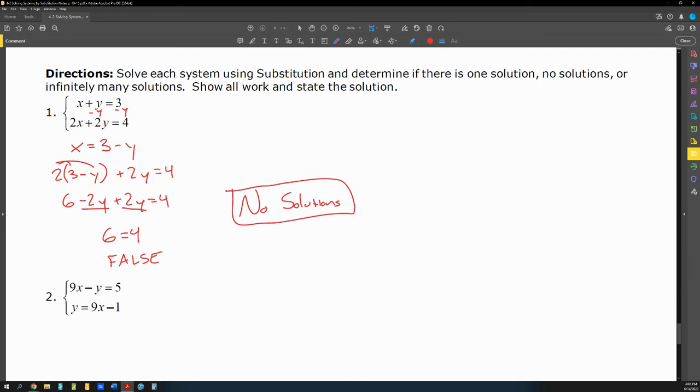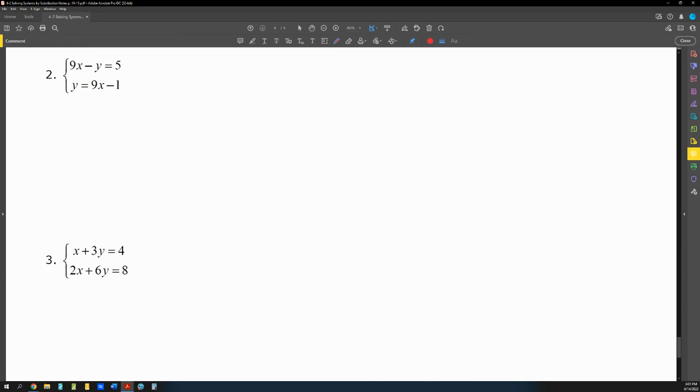Number 2. Here we have a y equals equation, so we can just plug that expression right in for y in the other equation. So we'll plug this in for y. So we have 9x minus the quantity 9x minus 1 is equal to 5. Well, this negative out in front is just like saying negative 1 times that quantity. So what we can do is distribute that negative 1. So negative 1 times 9x is negative 9x, and negative 1 times negative 1 is positive 1. That's all equal to 5. And then we have 9x minus 9x is 0x, so that cancels out. We get 1 equals 5. Again, this is a false equation, so there is no solution.